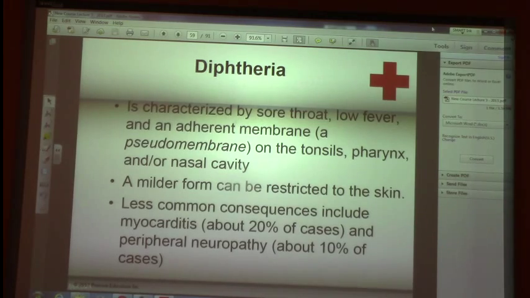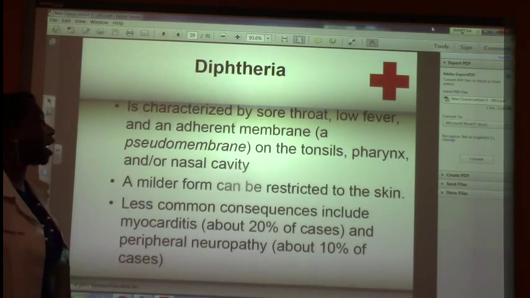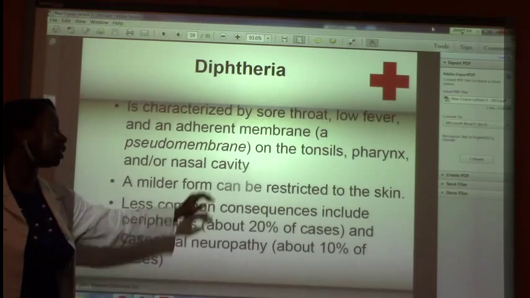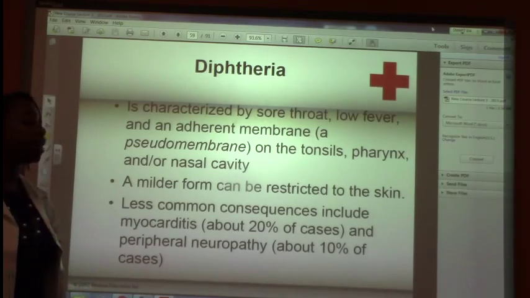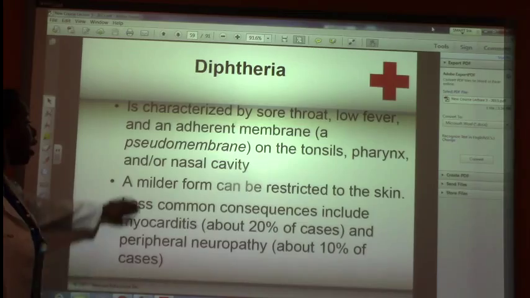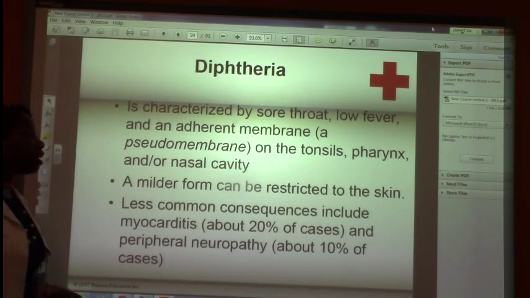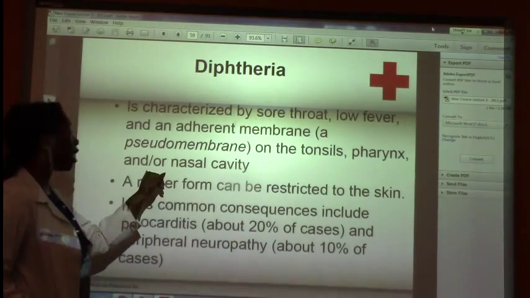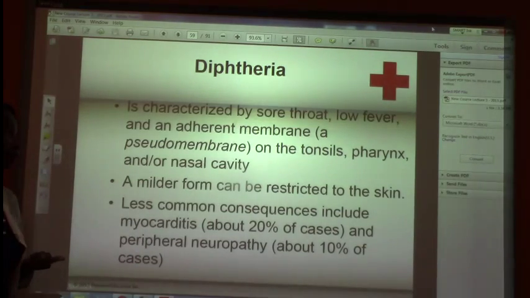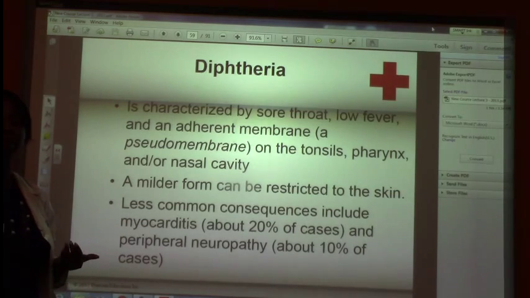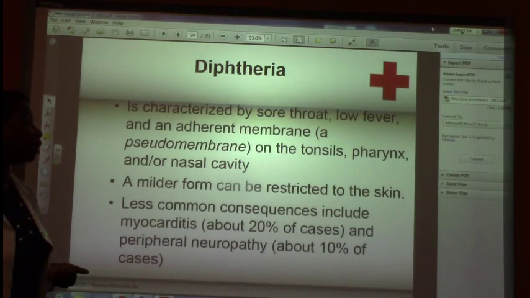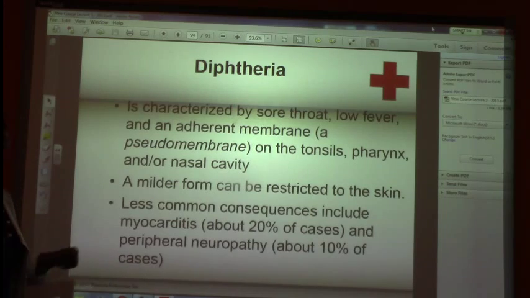Diphtheria is characterized by a sore throat, low fever, and an adherent membrane. So this is a specific symptom here that this organism leads to. An adherent membrane, we also refer to it as a pseudomembrane as well. This will occur on the tonsils, pharynx, and within the nasal cavity. A milder form can be restricted to the skin, in which case it will still be considered diphtherial. In less common cases, in about 20% of the cases, myocarditis can also occur as well, and peripheral neuropathy.